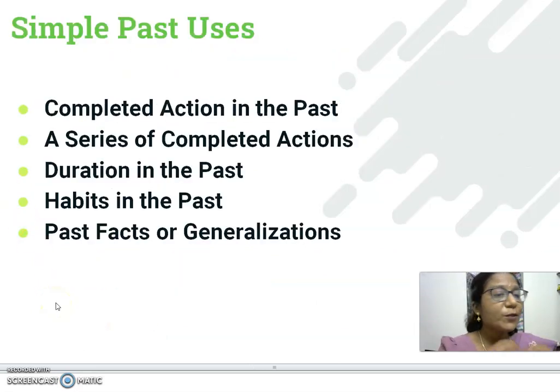Okay. What are the uses of simple past tense? When do we use them and why do we use them? The first is a completed action in the past. The action would have got completed, but it's referred to now. The second is a series of completed actions. One by one, the actions would have got completed. Duration in the past. Habits in the past. Past facts or generalizations.